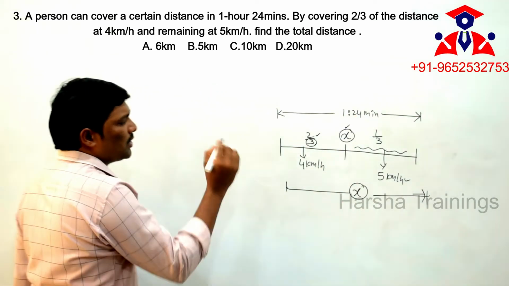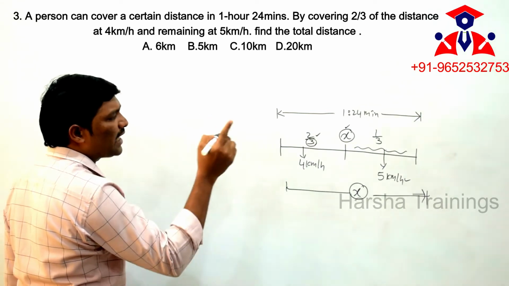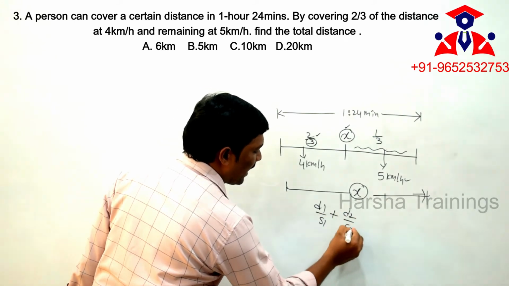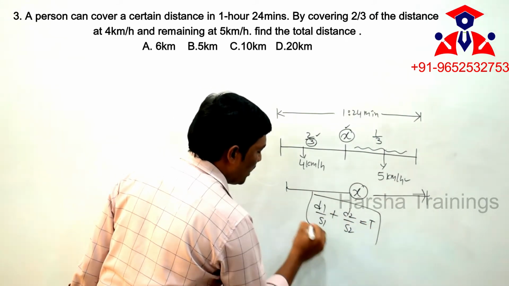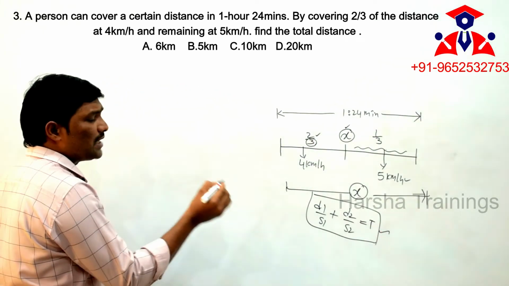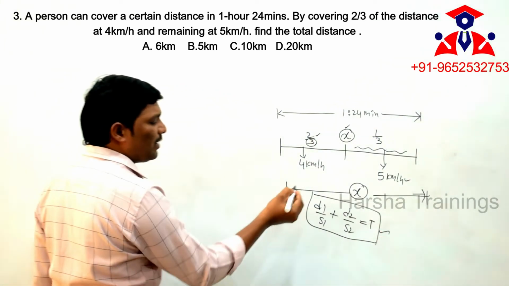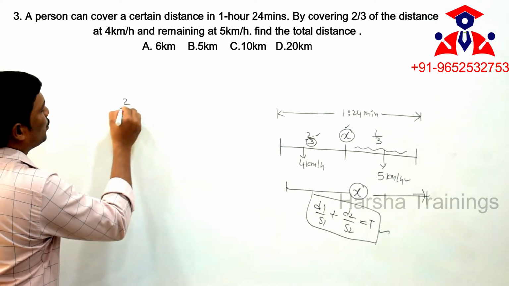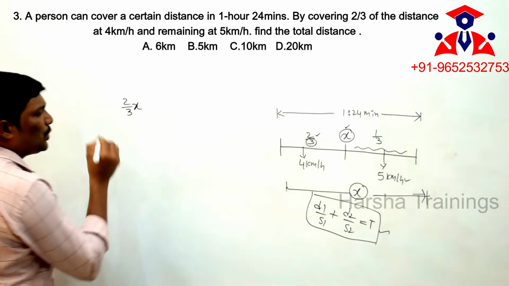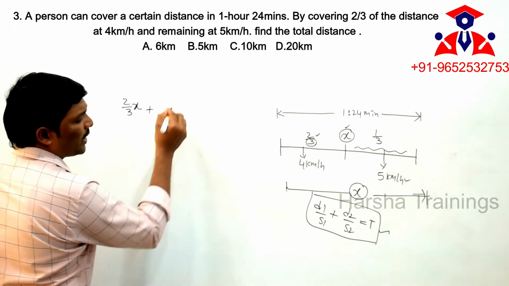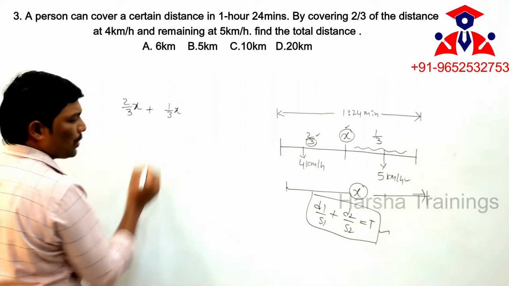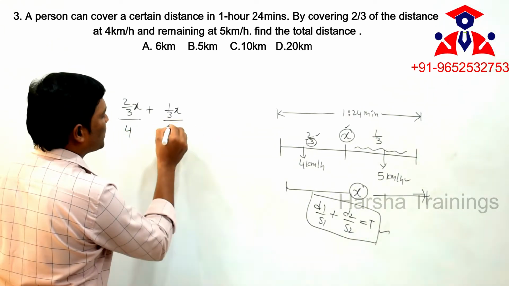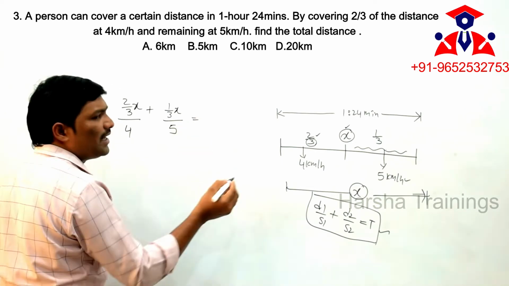Let it be x. In the given problem, 2 distances, 2 speeds and 1 time are given. Use this formula: d1 by s1 plus d2 by s2 is equal to t. The first distance is 2/3 into x, plus the second distance, 1/3 into x. The first speed is 4 km per hour and the second speed is 5 km per hour.